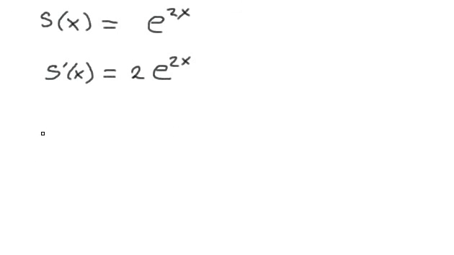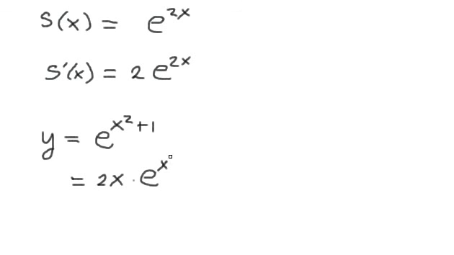Alright, let's look at one that's a little bit more difficult. I'm going to call it y is equal to e to the x squared plus 1. So we take the derivative of the exponent, so the derivative of x squared plus 1 is 2x times, and then we just rewrite the whole thing. And of course I'm going to say y prime.